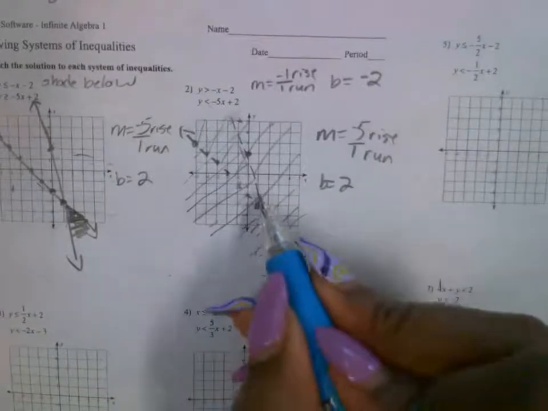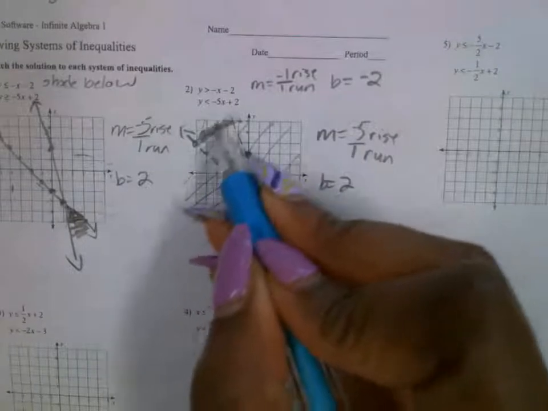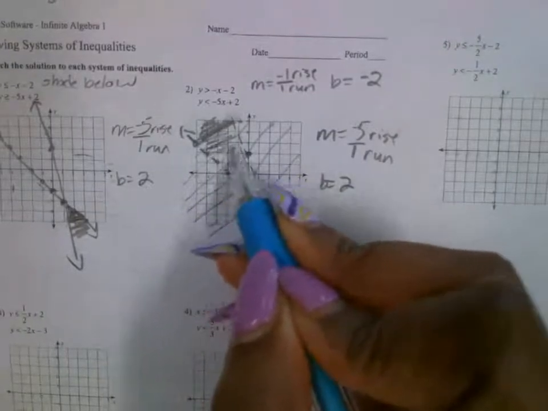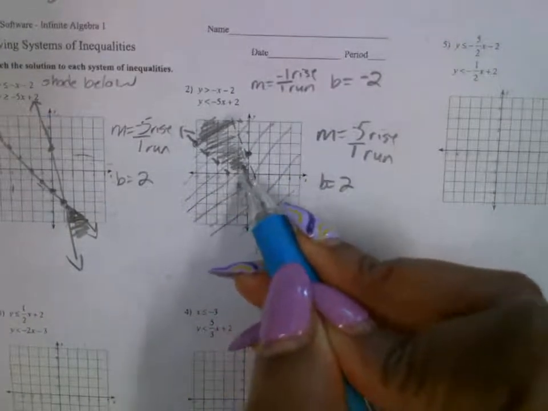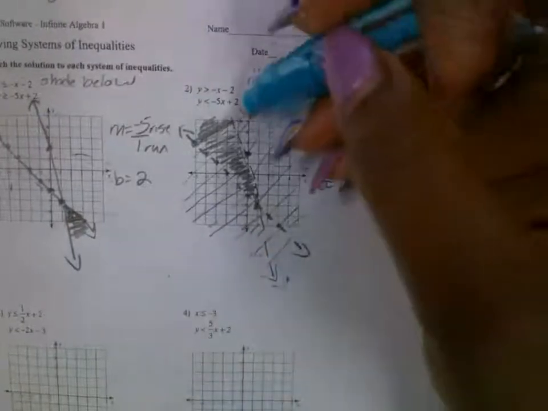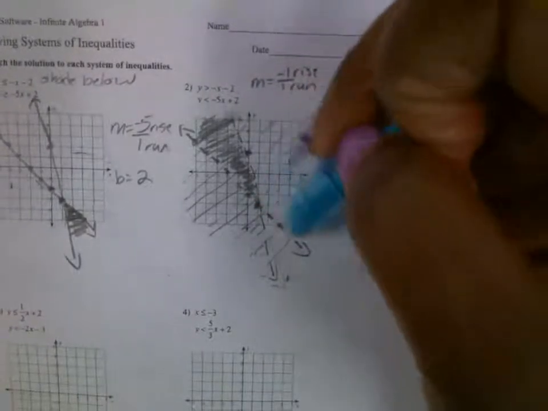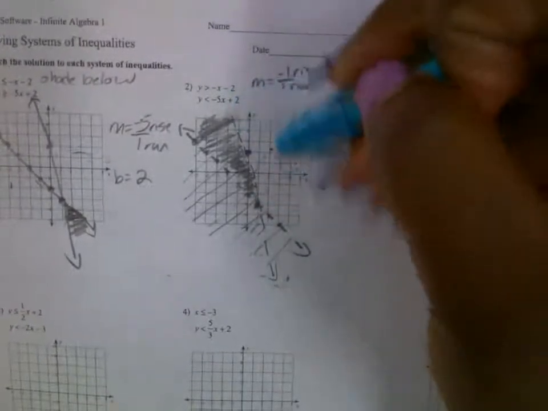All right. So the overlapping region is this region right here. You see where these lines overlap? Okay. And I'm going to erase every place else that does not overlap.